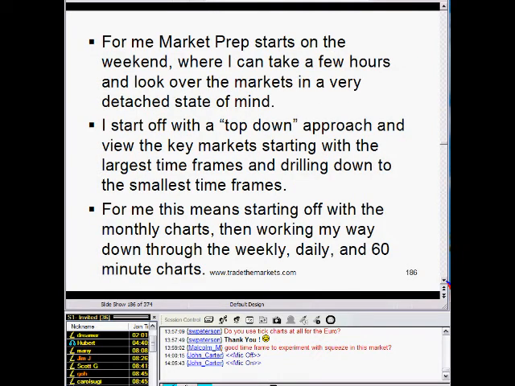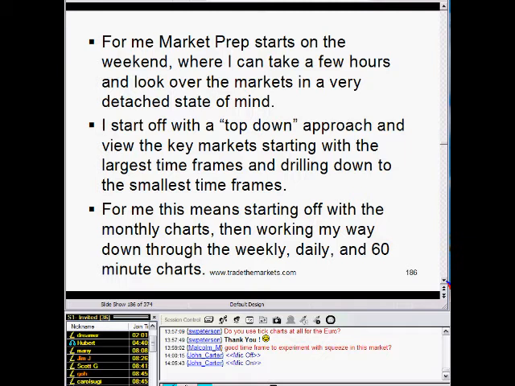So, how does this routine start for me? For me, this whole routine starts on the weekend. I generally will do this on Sunday night, and I can just take a few hours and look over the markets with a very, very detached state of mind.